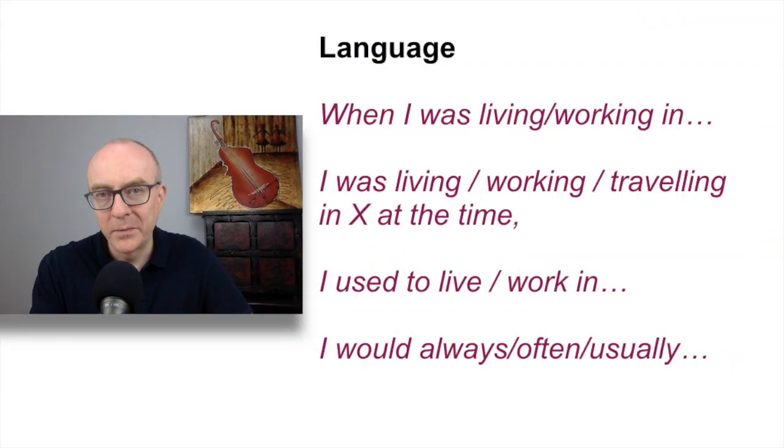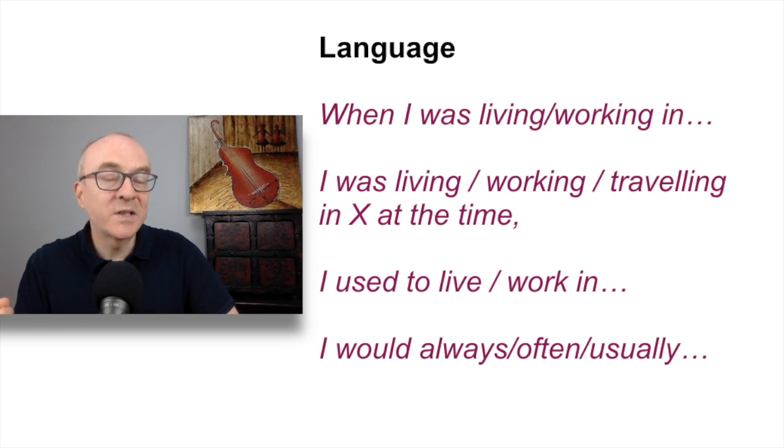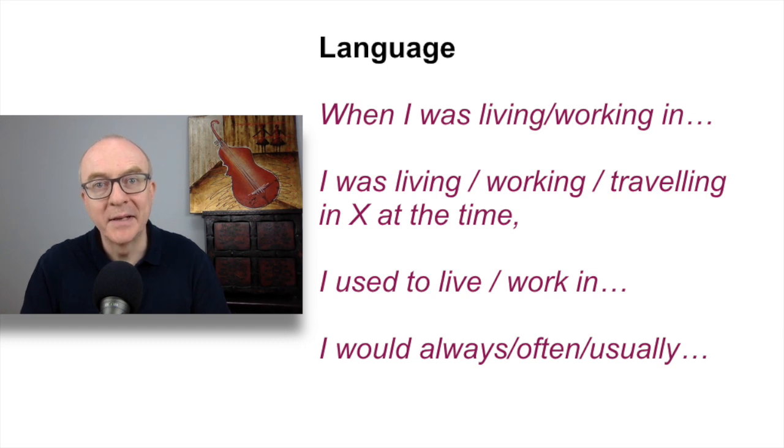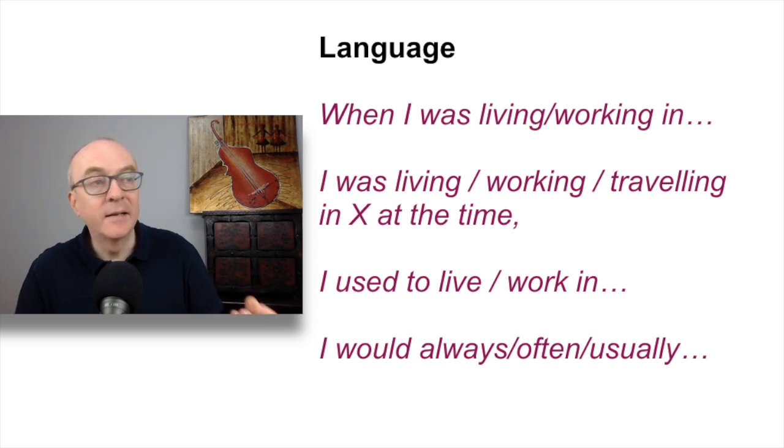Okay. So with events, the setting. So you may want to say, well, I was living in London when this event happened, right? Or I was working in New York when this event happened. So very simply giving the setting. I was living, working, or travelling in London at the time. I was travelling on holiday in London at the time. Okay? I was living in London at the time.